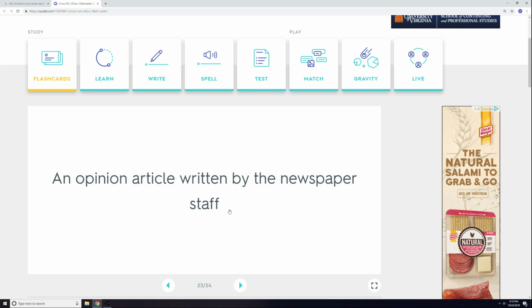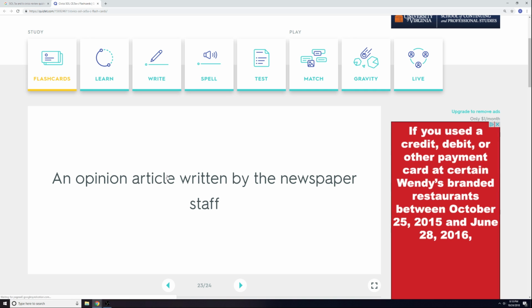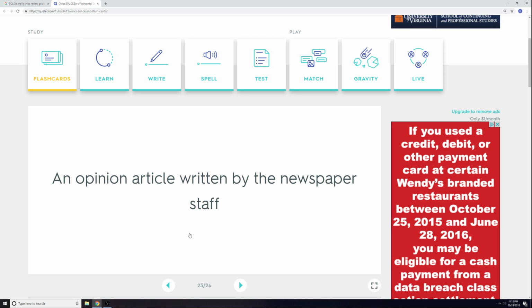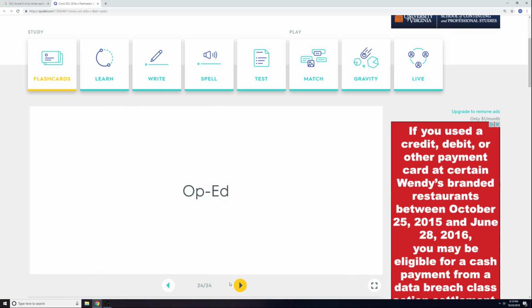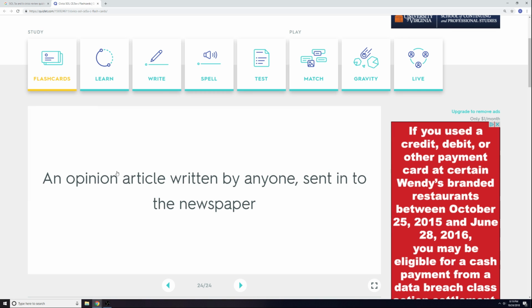So what's an editorial? It's basically an opinion article written by the newspaper staff. But while it says opinion, they're going to use facts. So basically, they're telling you what they think is happening when they're doing the news. While an op-ed, opinion article, is written by anyone. So I could write an opinion article and turn it into a newspaper and they could publish it. That would be an op-ed. But if I worked for the newspaper, I did my research and I put out a paper about teaching or something like that, that would be a newspaper article.